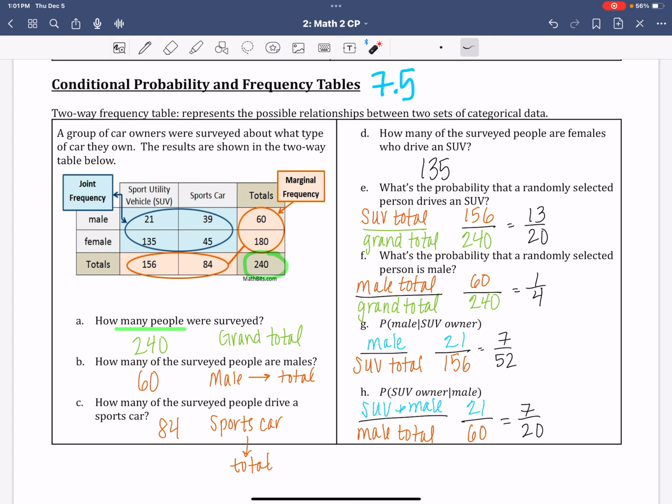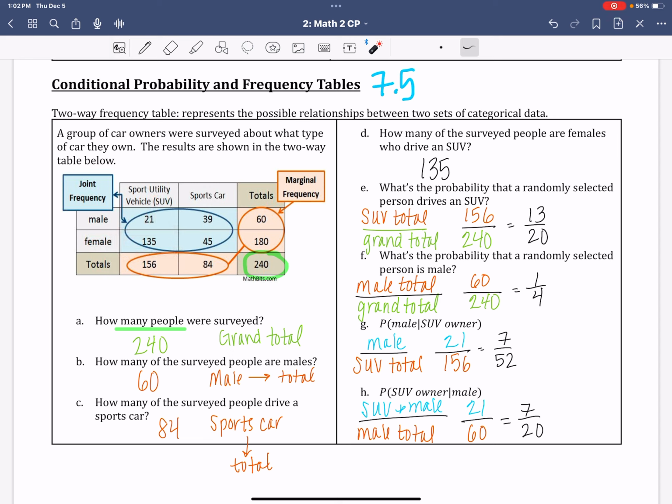Now it says, how many of the surveyed people are females who drive an SUV? So now you're going to look to see where they intersect. I've got females, so I'm looking this way, and SUV, I'm looking this way, so they intersect at 135. This is where it's both.